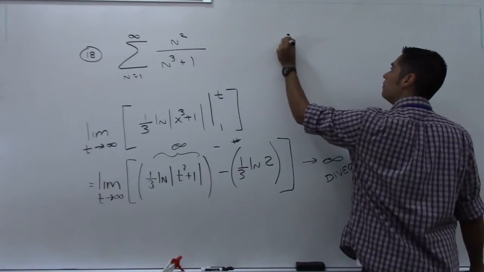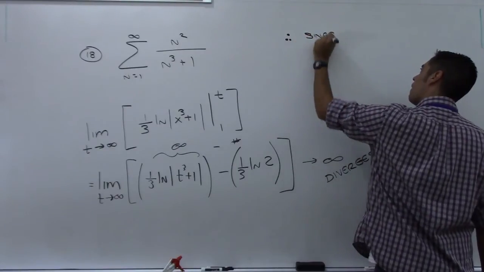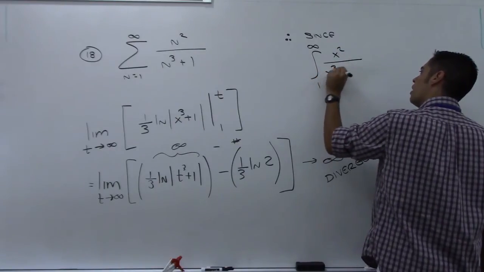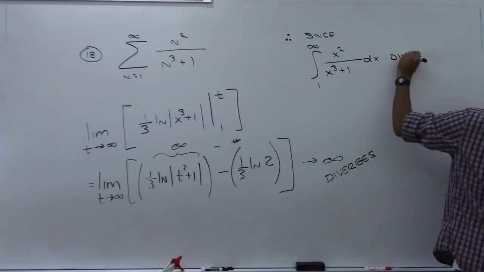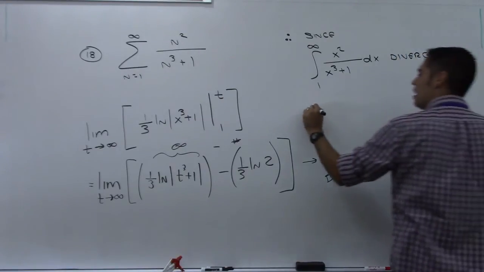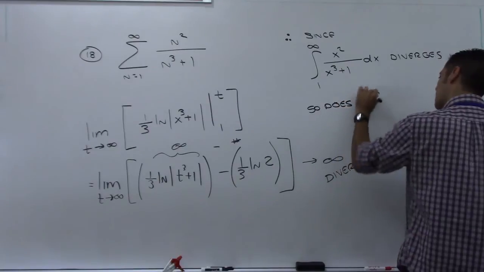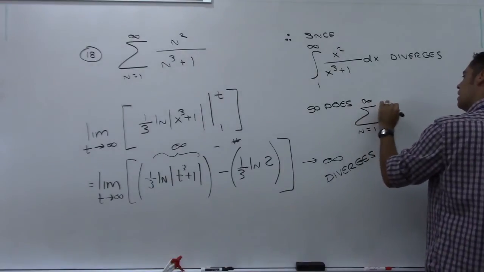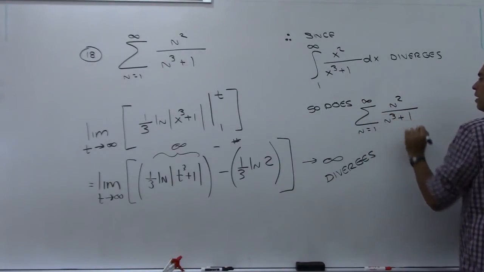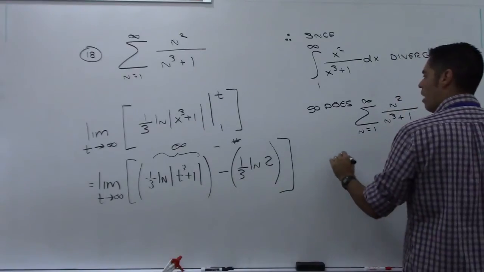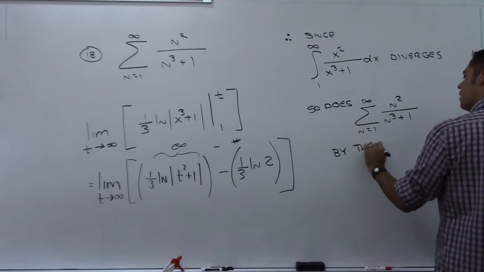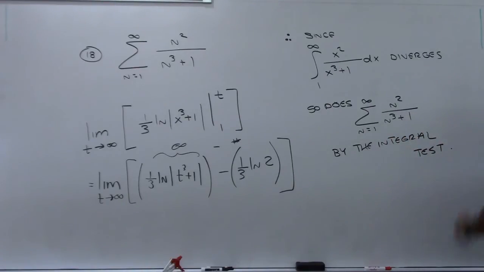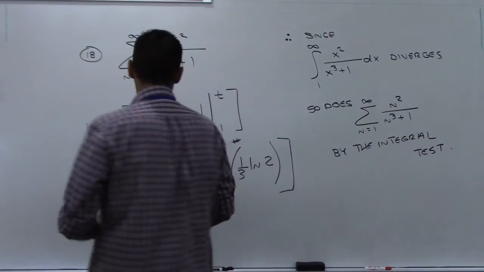So therefore, since the integral from 1 to infinity of x squared over x cubed plus 1 dx diverges, so does the sum that we're looking at, the series sum n equals 1 to infinity of n squared over n cubed plus 1. Why? By the integral test.